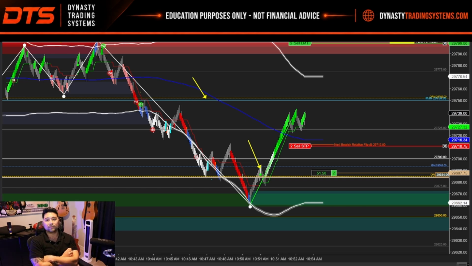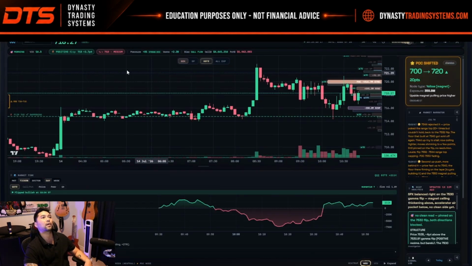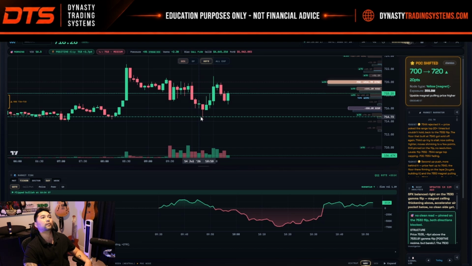Let's see if we can get back to 720s on QQQs. That's kind of the magnet, right? I'm anticipating that move higher. So the breakdown logically was the fact that we're positive gamma, right? We had a migration from 700 to 720 on the PLC.